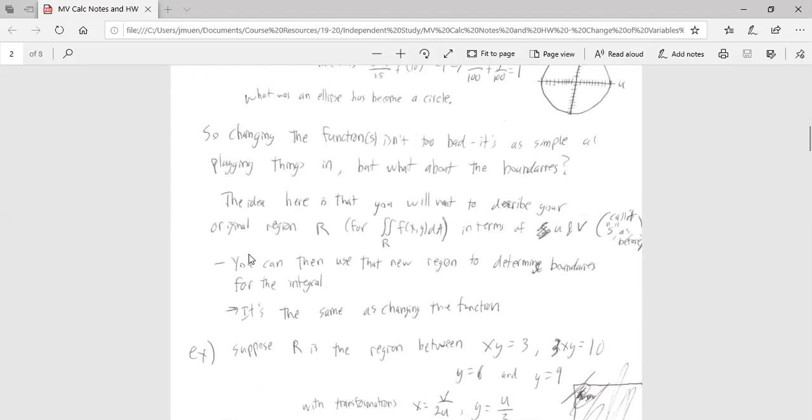So here, the idea is that we're going to describe the original region R in terms of u and v, but then we're going to need to use that new region to determine boundaries for the integral. So it's the same as changing the function, but now if we get new functions, we'll need to use those functions to determine boundaries so we can actually have an iterated integral. So we actually are able to solve things.